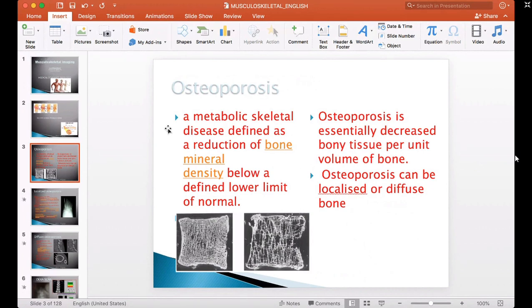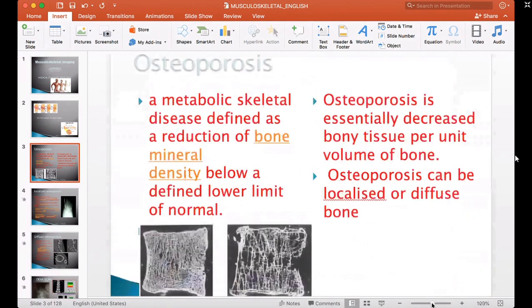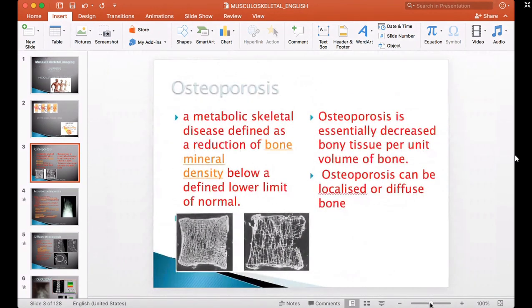So maybe the most important and the most common one is osteoporosis. Osteoporosis is a metabolic skeletal disease, a process which is defined as a reduction of bone mineral density below a limit, a normal value or a limit. And this process is essentially decreased bone tissue per unit volume of bone.